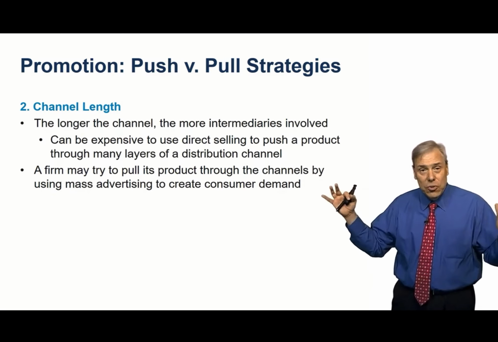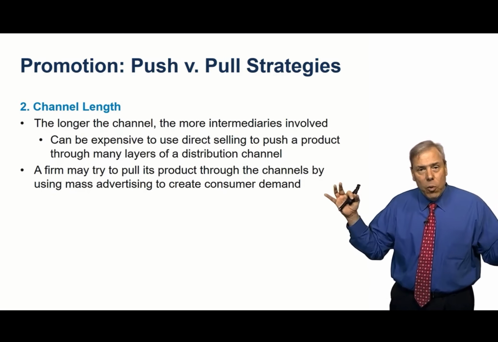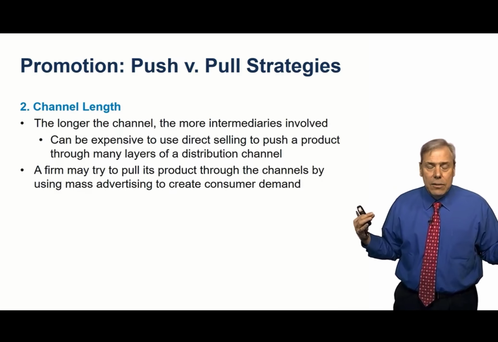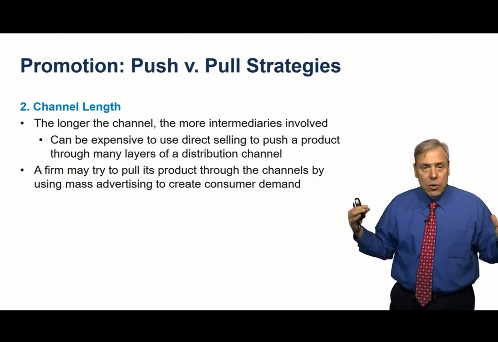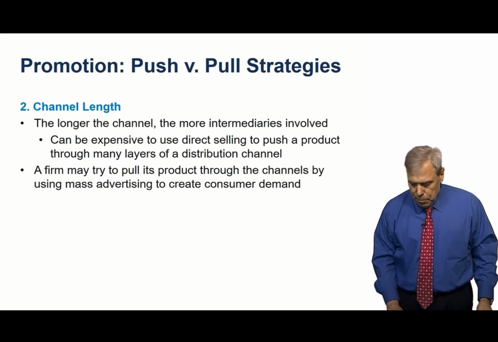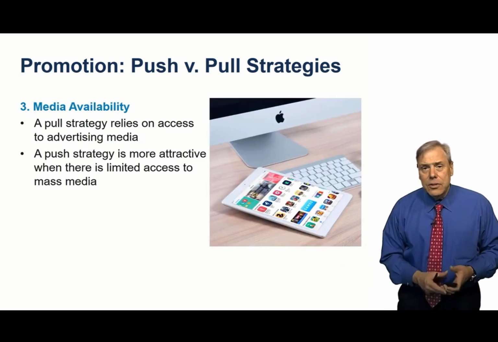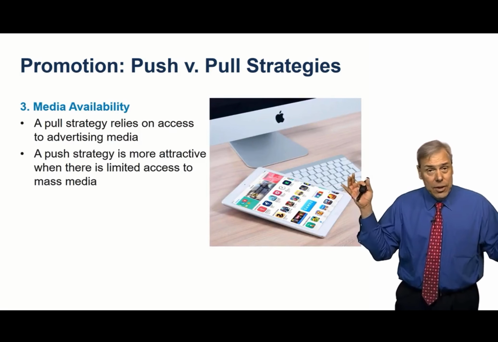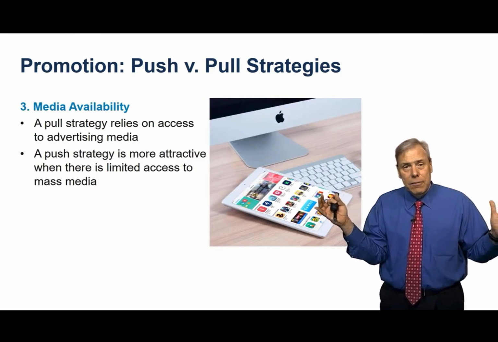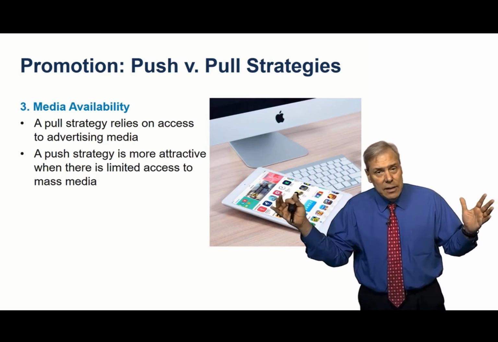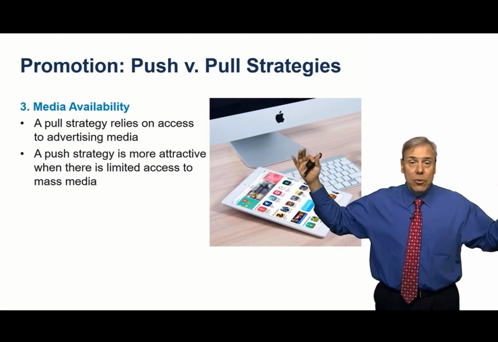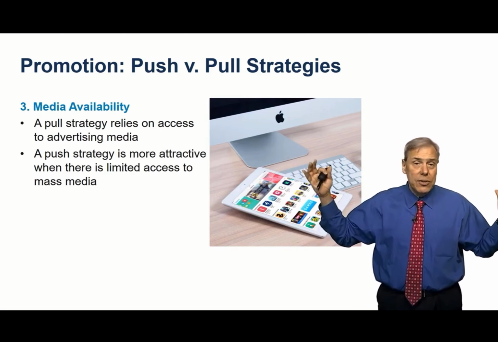If it's Nike shoes or something, it might make sense to pull the product through the channels by using mass advertising. And that's the way to bring the customers into the store, right? So using a pull strategy would make more sense in that kind of marketing channel. So these kinds of things depend on, for example, media availability. A pull strategy isn't going to work if there isn't ready access to TV, radio, newspapers. If people in a remote part of the country, for example, don't even have those things, the pull strategy is not going to be effective.